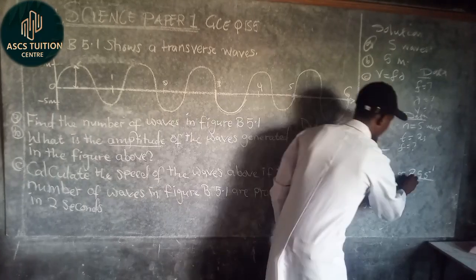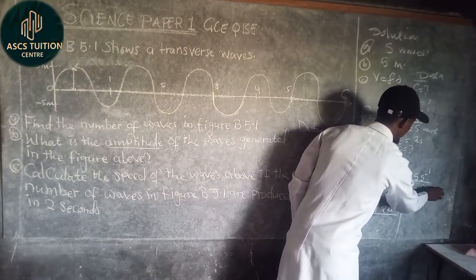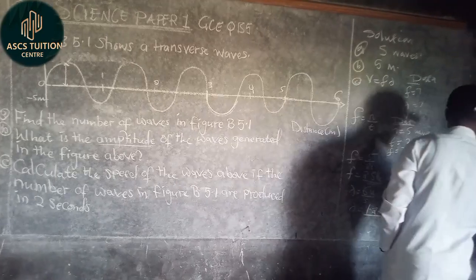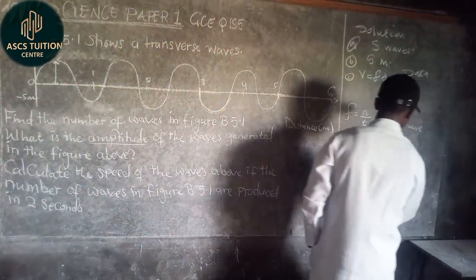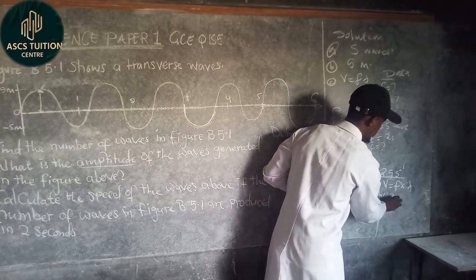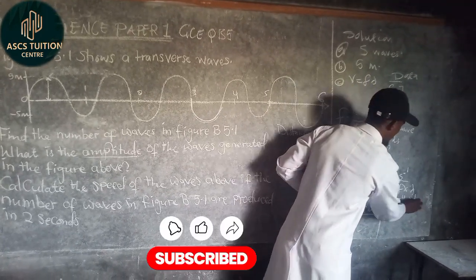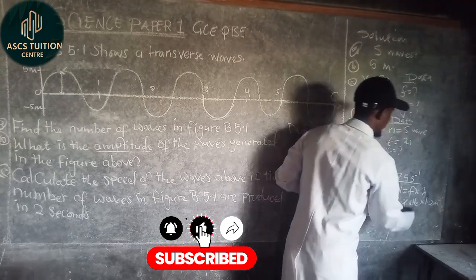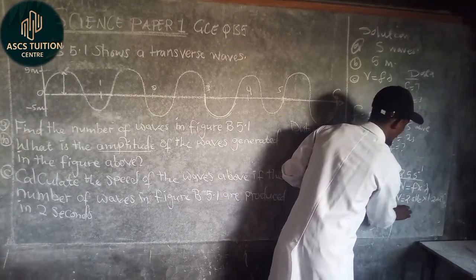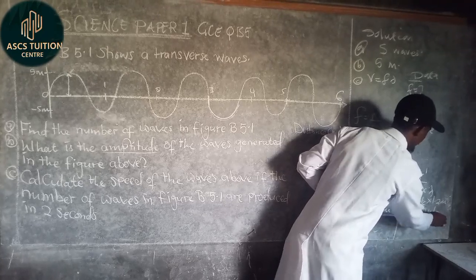We can now say that wave speed is equal to frequency times wavelength. Therefore, wave speed is equal to frequency 2.5 hertz times 1.2 meters. If you multiply there, our answer that we're getting is 3.0 meters per second.